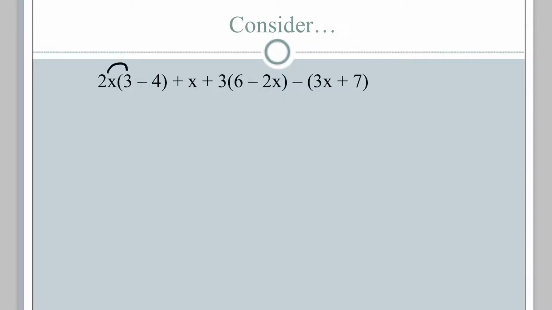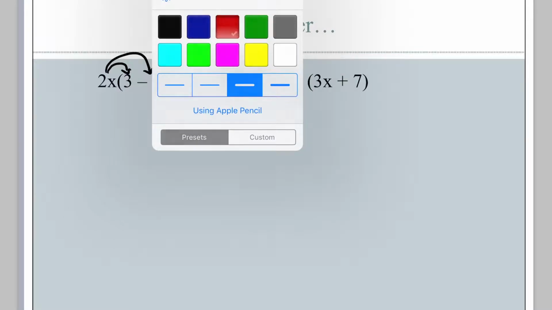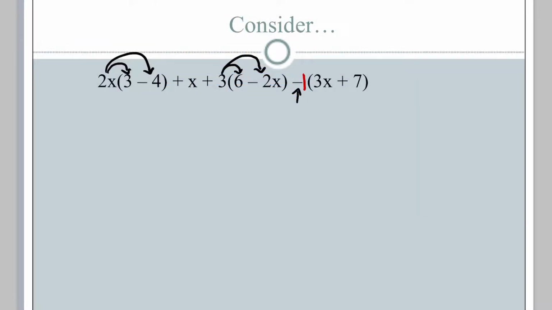So in this case, we can distribute the 2x to both the 3 and the minus 4. Remember, we have to distribute to all terms. We can distribute the 3. And then looking over here, we have parentheses, but there's not a number in front of it. We just have the minus sign. What this implies is that there is a 1 in front. So we can distribute, and we have to take the sign with it, we can distribute the -1.